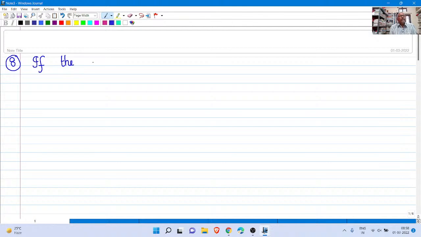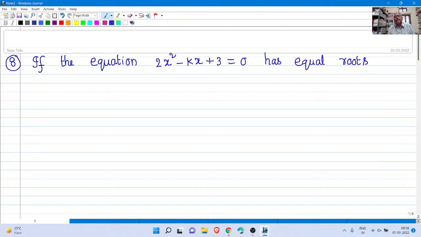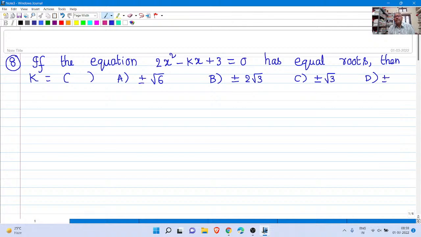If the equation 2x square minus kx plus 3 is equal to 0 has equal roots, then k is equal to: option A plus or minus root 6, option B plus or minus 2 root 3, option C plus or minus root 3, option D plus or minus 2 root 6.